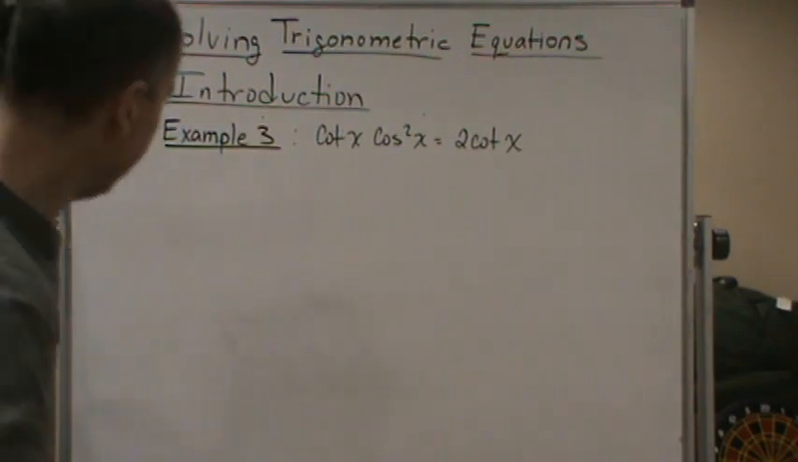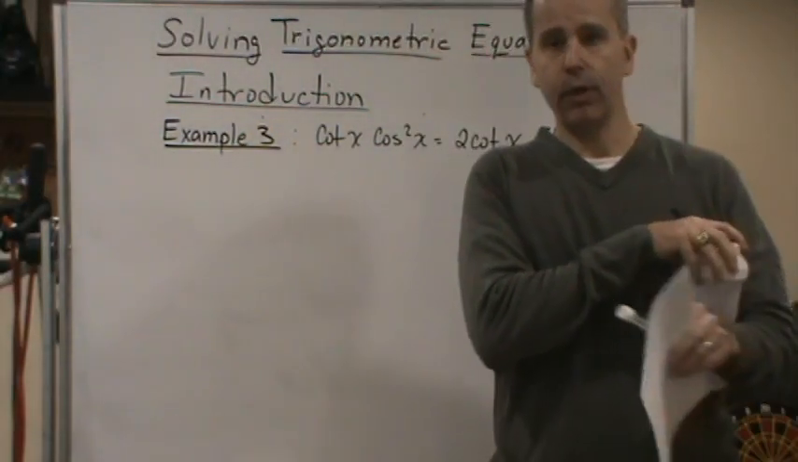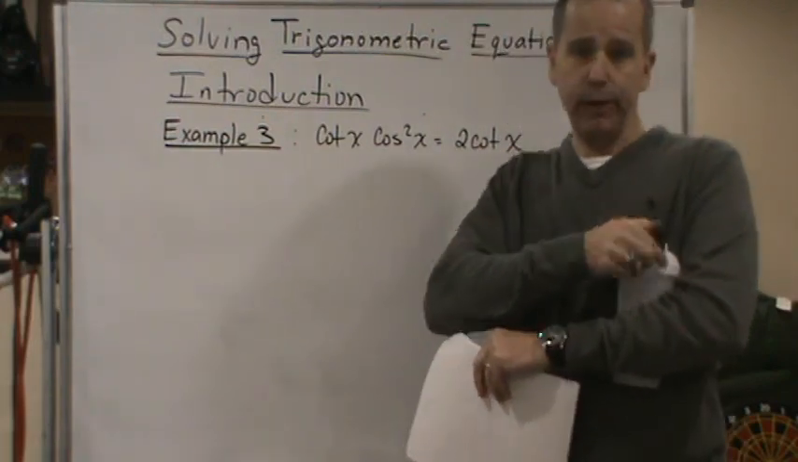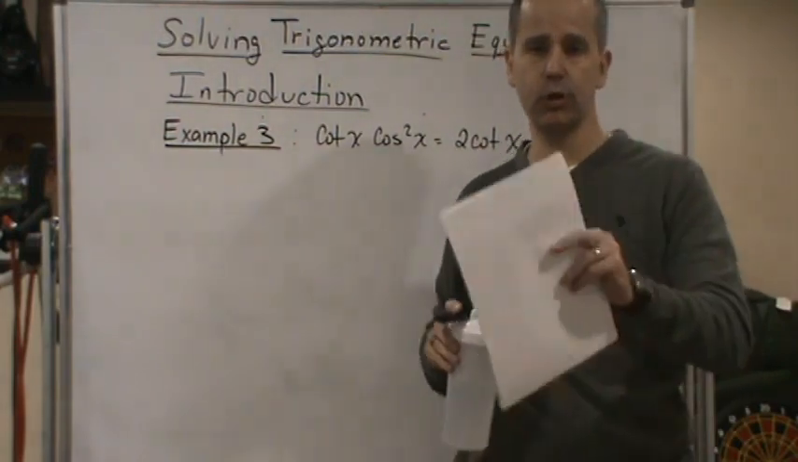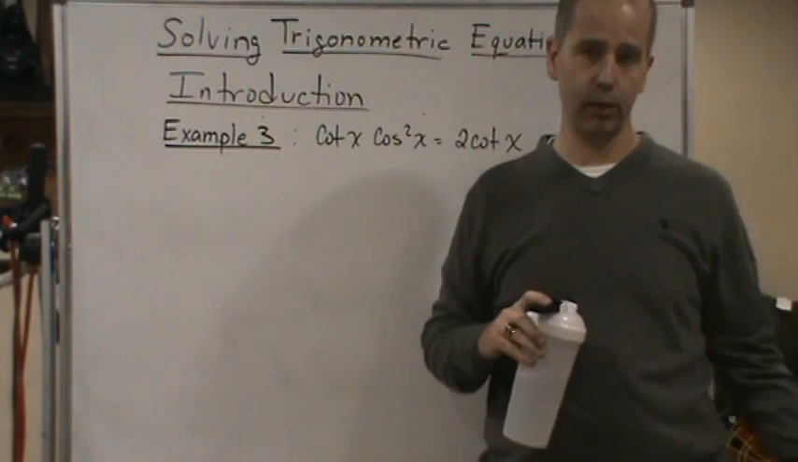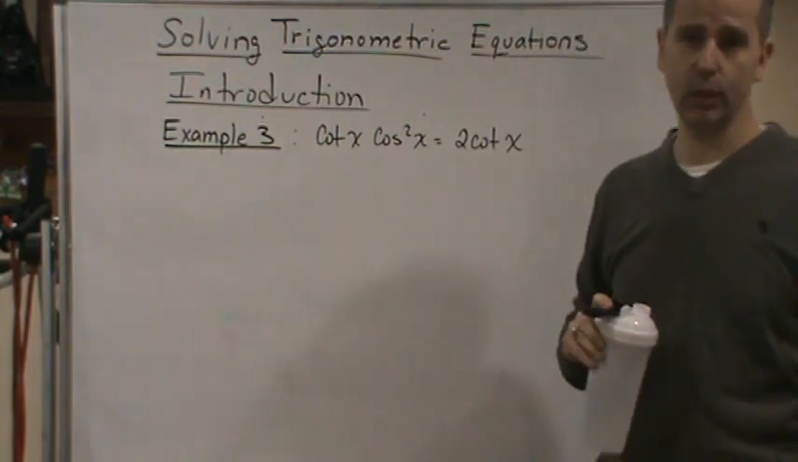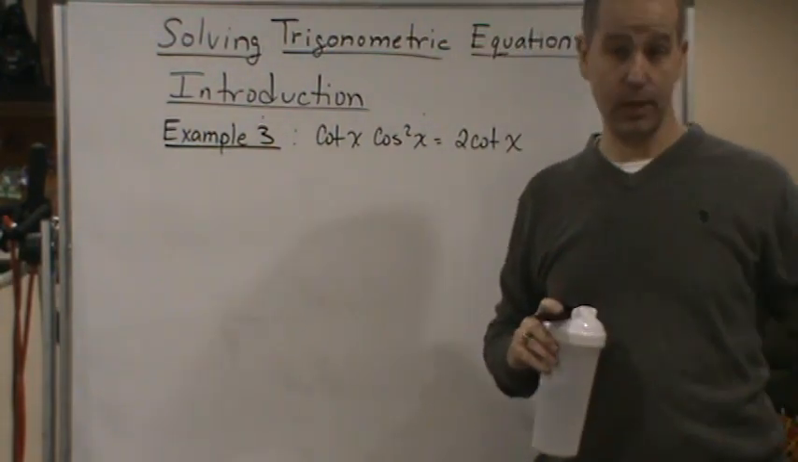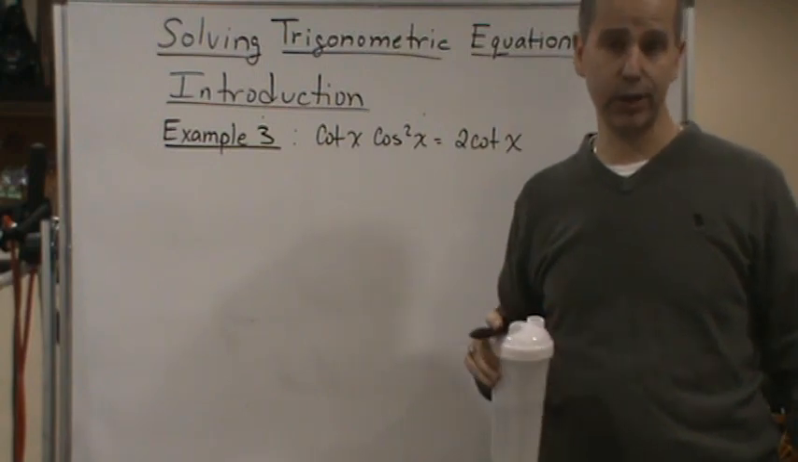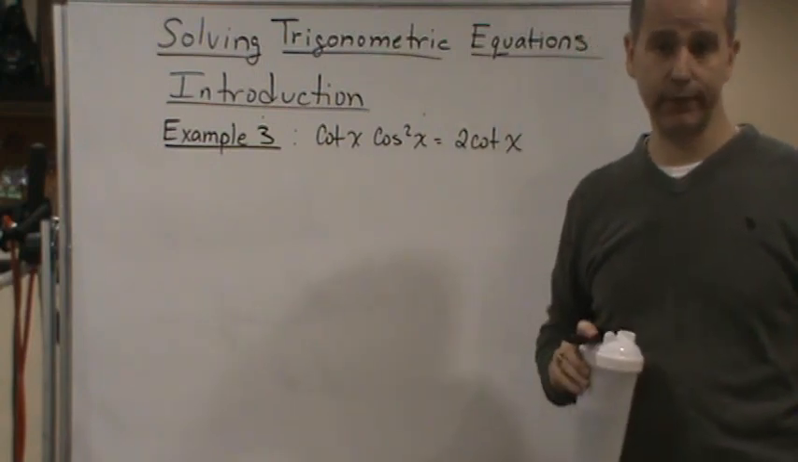All right, so here's another example. Now, this example is going to involve factoring, right? So the first thing we're going to do is get all of the trigonometric functions, all the terms, on one side, and then we're going to factor it and see if we can solve it that way.